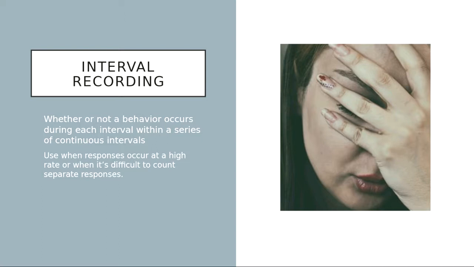Okay, now interval recording is whether or not a behavior occurs during each interval within a series of continuous intervals. Now this means you would take some period of time. Let's say you are awake 16 hours a day. So you take that 16-hour time frame and you divide it into 1 hour increments. So continuous increments of 1 hour. With interval recording, you would record whether or not a particular behavior occurs in each one of those intervals.